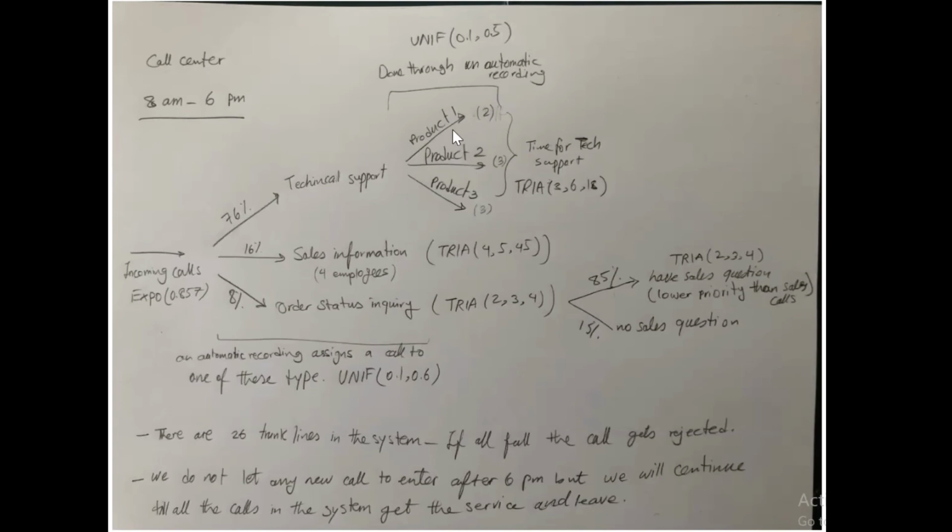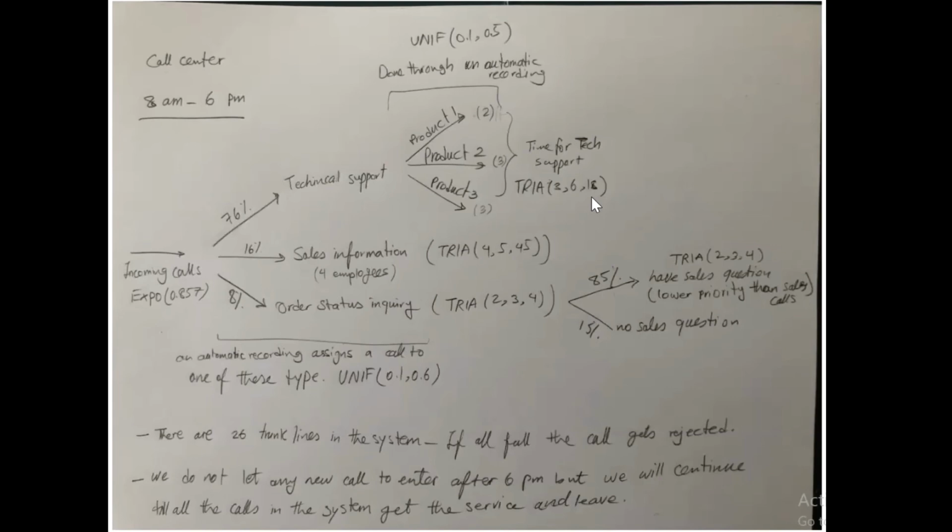When finally these calls are assigned, depending on the product type, it takes a triangular distribution, minimum 3, mode 6, and maximum 18 minutes to process these calls. In terms of the staff that are working in the call center, we have 2 technical support people who are in charge of product 1. We have 3 technical support people who are in charge of product 2, and 3 technical support people who are in charge of product 3. No matter which type of product this call is assigned to, all of them take this amount of time to get processed: triangular, 3, 6, 18 minutes.